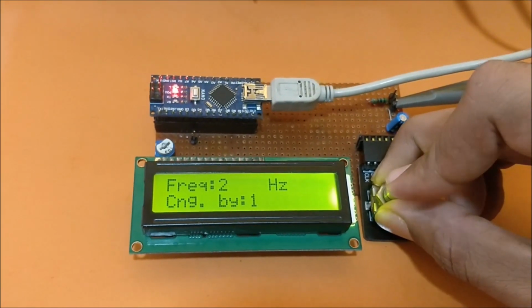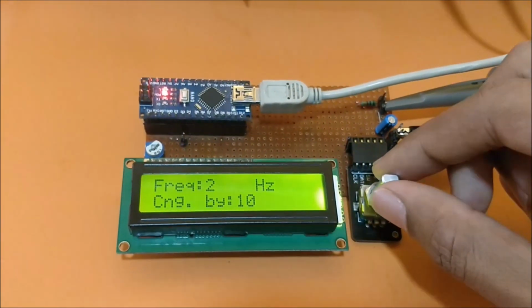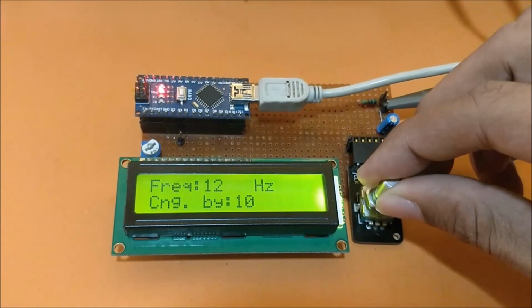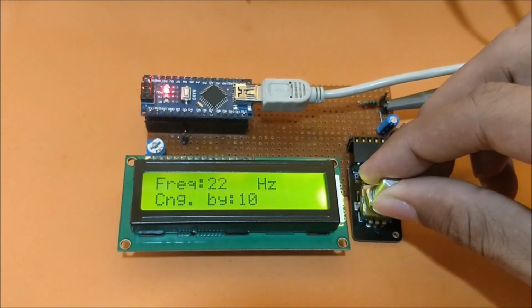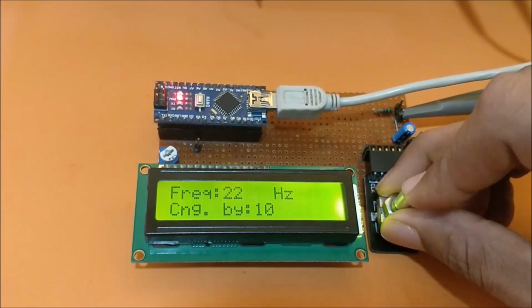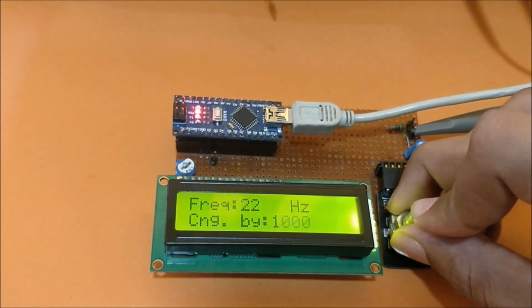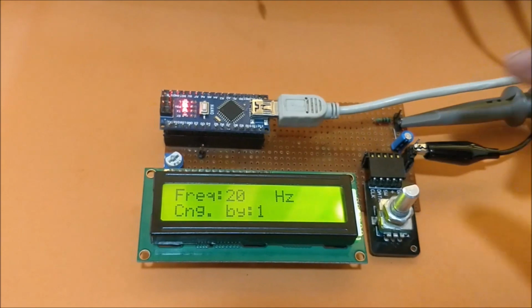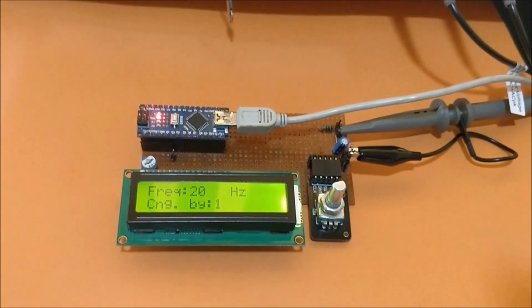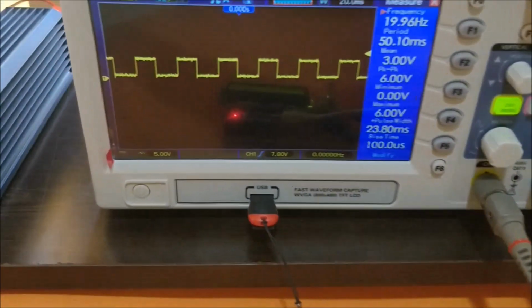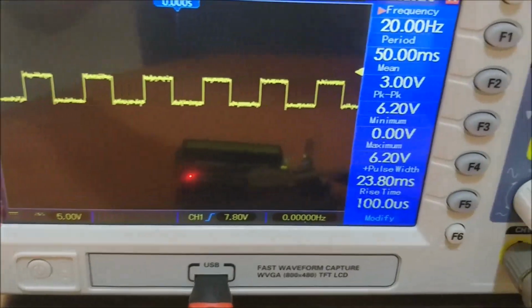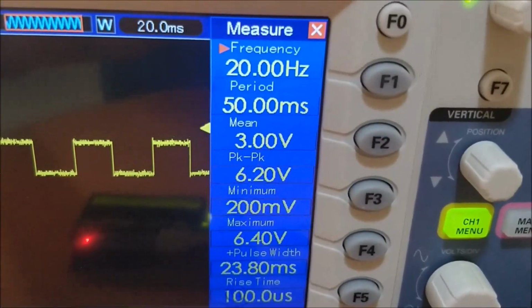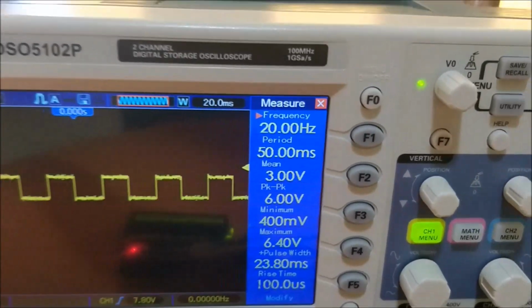Now let's increase it by 10 for demonstration purpose, and let us go back to 1. Okay, now we have set 20 hertz frequency, and if you take a look at our oscilloscope, it gives us a PWM signal, and I have turned on the measurement mode and it also measures it to be 20 hertz.